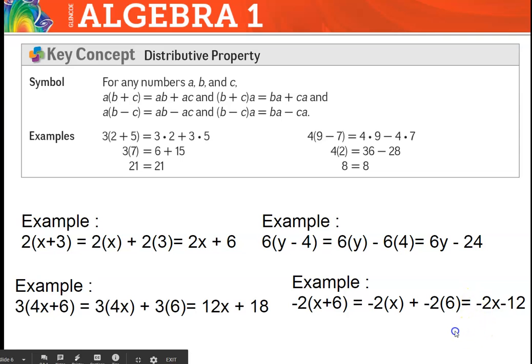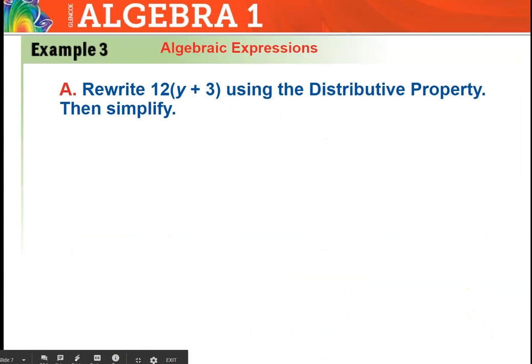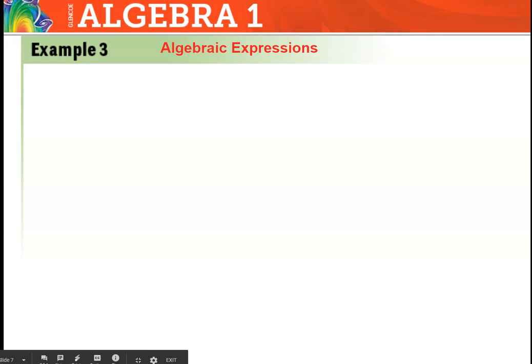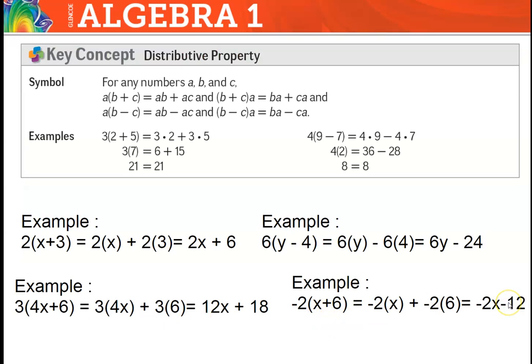I would also take negative 2x plus negative 12 there, okay? Negative 2x minus 12, or negative 2x plus minus 12. Okay, again, feel free to pause the video at any time if you need to finish up your notes.